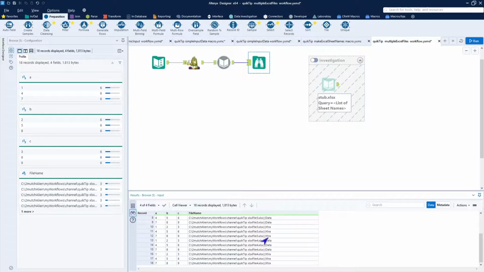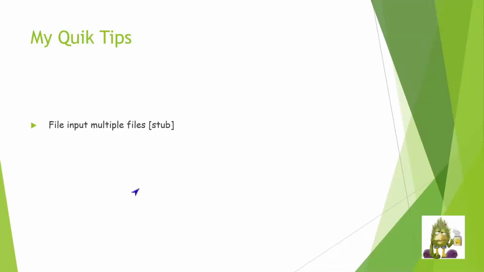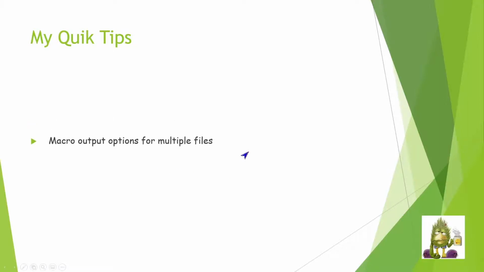So the next tip we'll be looking at talks about how to deal with different output from multiple of the same file type, but not necessarily the same structure. Let's step up to that next level of complexity. Macro output options for multiple files.